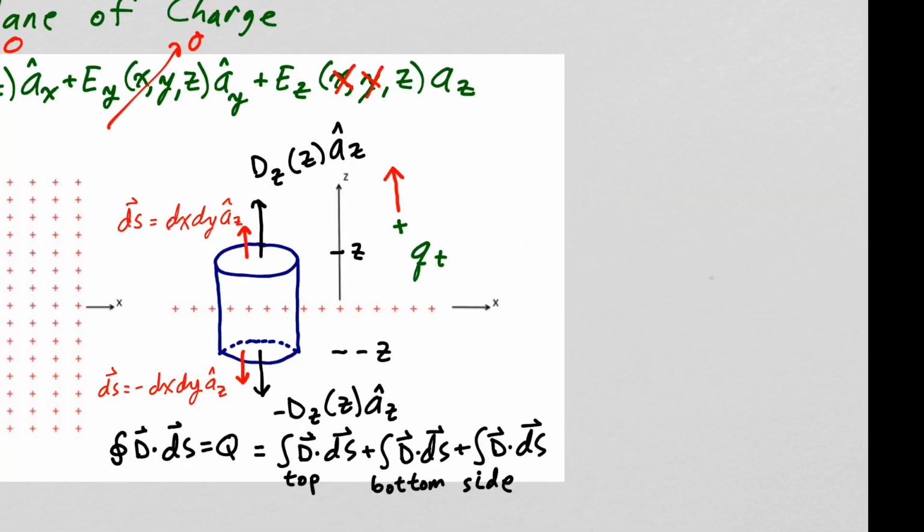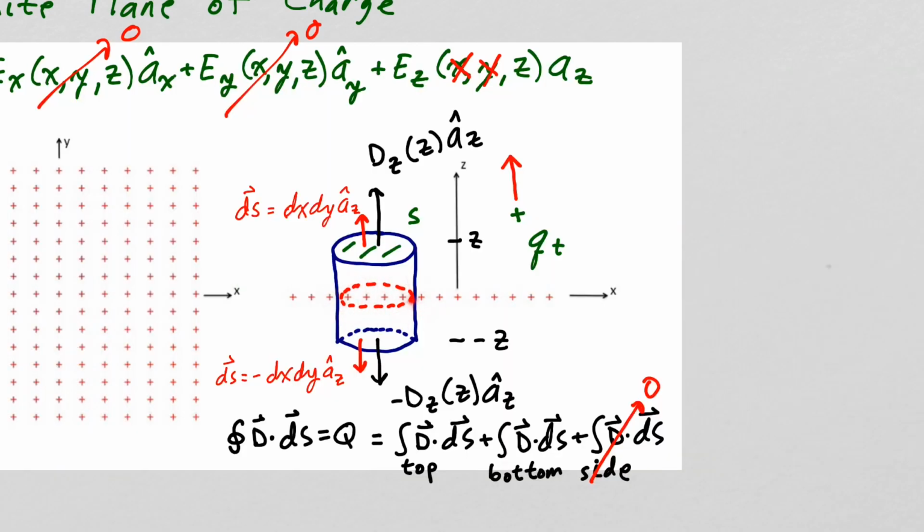So the integral over this Gaussian surface will be the integral over the top plus the integral over the bottom plus the integral over the side. But as we already argued, no flux goes through the side, so this integral of D dot dS over the side will be 0. Let's give a surface area here of S for the top and bottom surfaces. The charge enclosed will be the area of this intersection of our Gaussian surface with the xy plane times the surface charge density, and that will equal rho sub s times S.